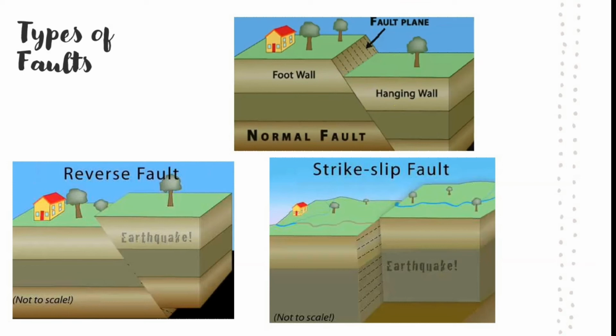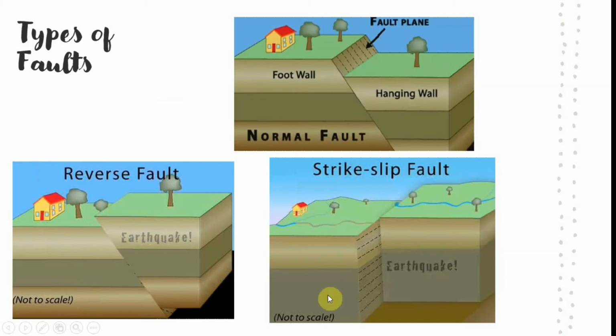Compression forces squeeze rocks together like an accordion. Compression might cause rock above a fault to move up compared to rock below the fault. This movement forms reverse faults, as you can see in this picture. So apparently this piece of land moved upwards.